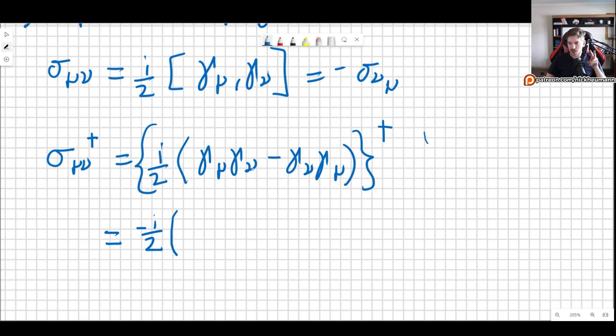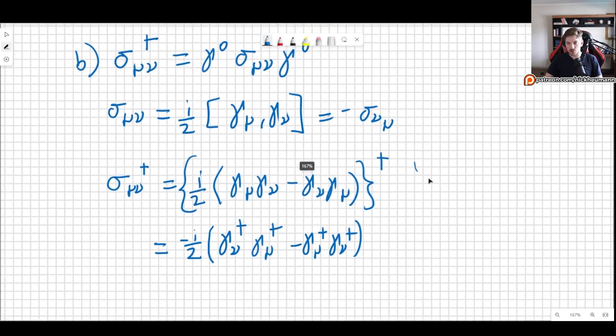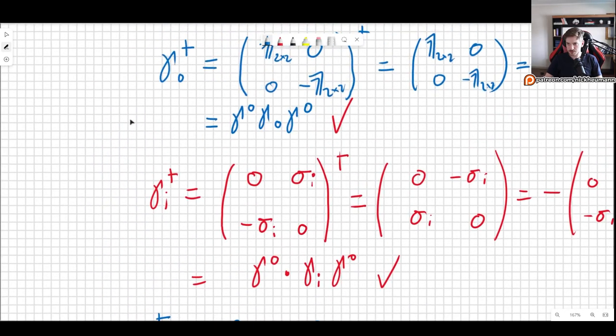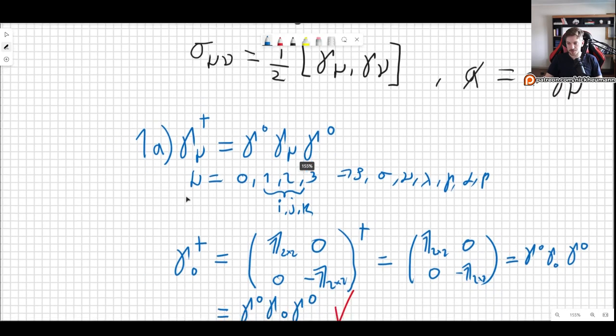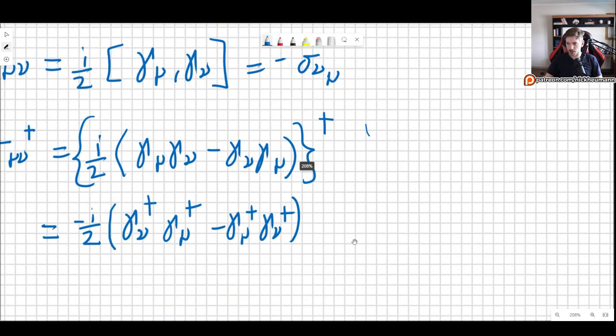So if we do that, we have to change the order of each one of these elements. So we have gamma nu dagger, then we get gamma mu dagger minus gamma mu dagger gamma nu dagger. Okay, how do we proceed? Well, we have already seen what gamma mu dagger is. It is what we just saw here, right? It is gamma 0, gamma mu, gamma 0. So let's plug it in.